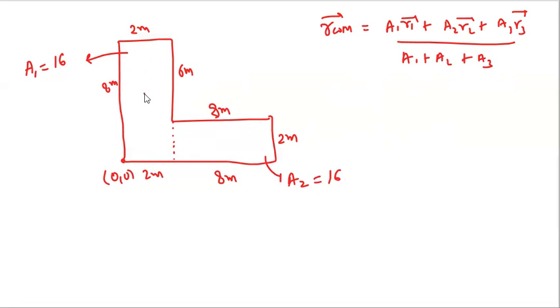But the center of this area will be here. Now what will be the coordinate of this center? So first I have to come 1 meter in the X direction, because this is 2 and the center will be at half. And this is 8, so I have to go 4 meter in the upward direction. So for this A1, the center coordinate will be 1, 4.